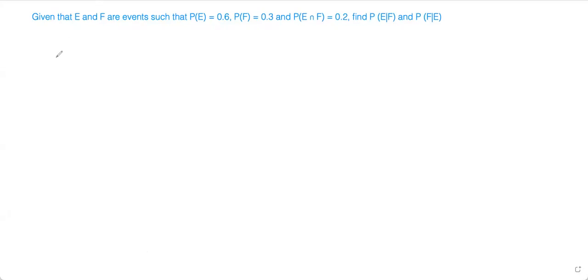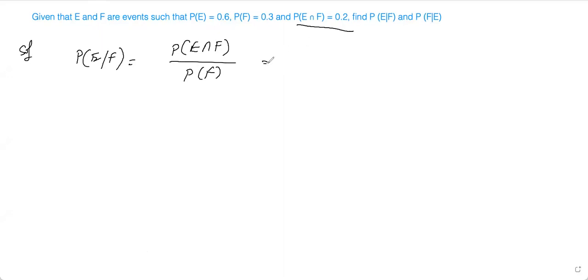Here the formula for P of E given F is P of E intersection F by P of F. So we have P of E intersection F, which is 0.2, and P of F, which is 0.3, which is 2 by 3. Now we found P of E given F.